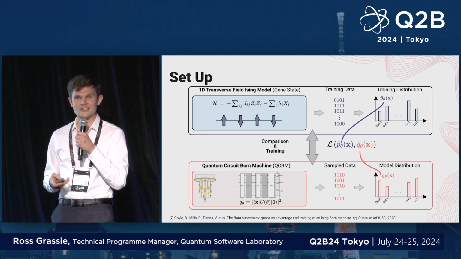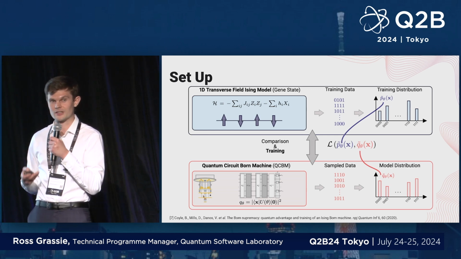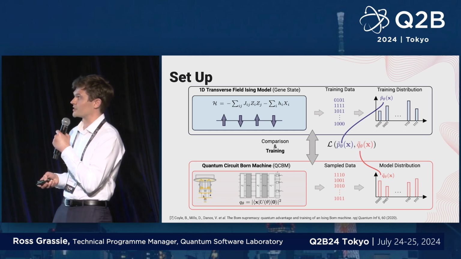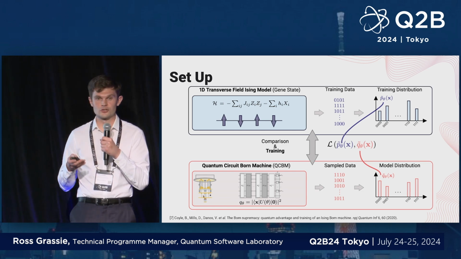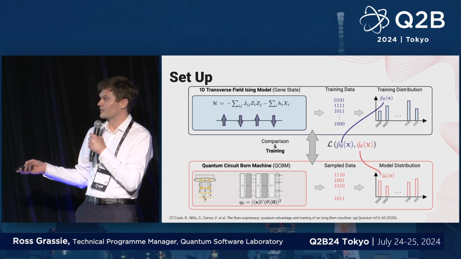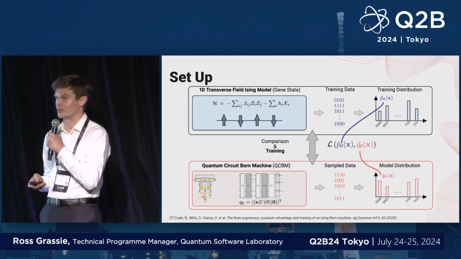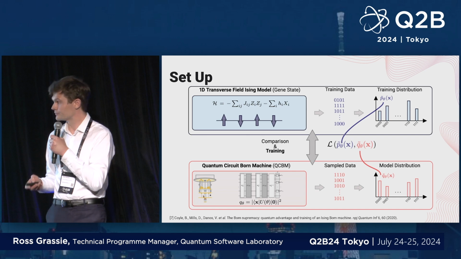However, biological data is very difficult to work with. So we're going to start off by using a toy example for the biological data, which is this 1D transverse Ising model. And we're doing this to ensure that we're confident that our quantum circuit Born machine is working before we then put it onto the unknown case in the biological data.